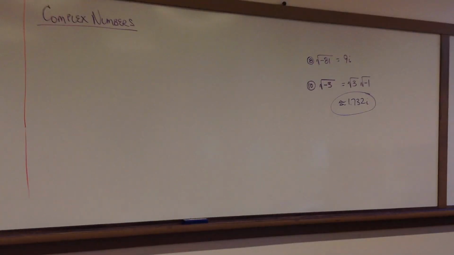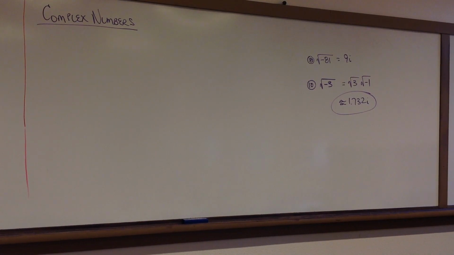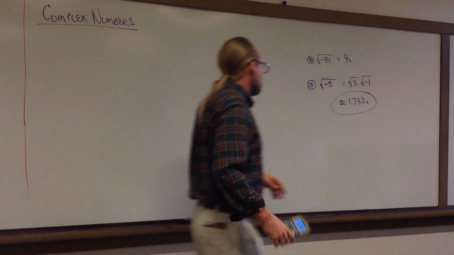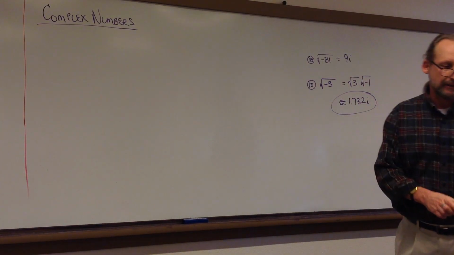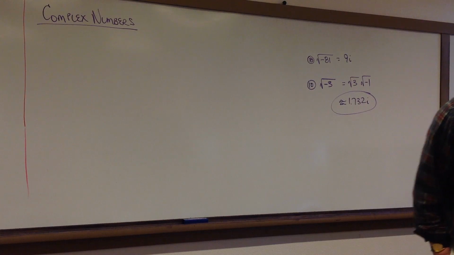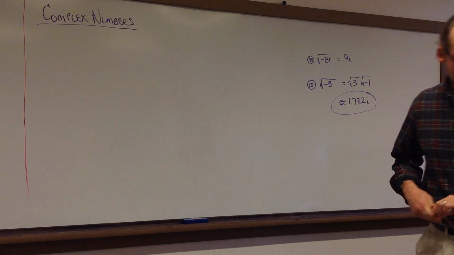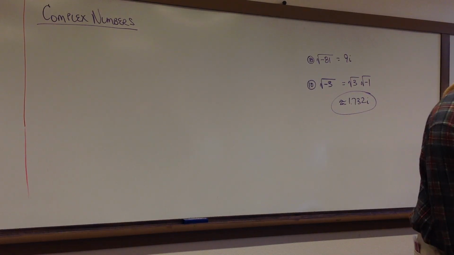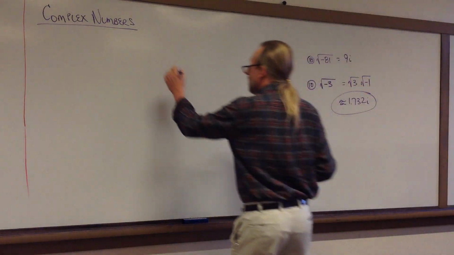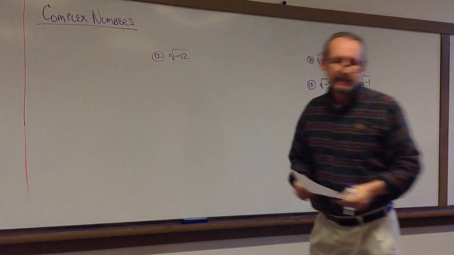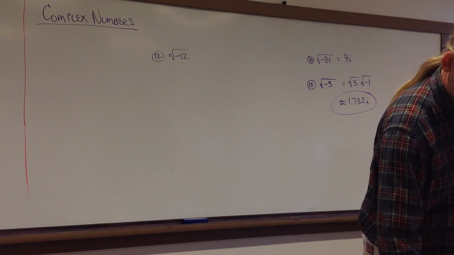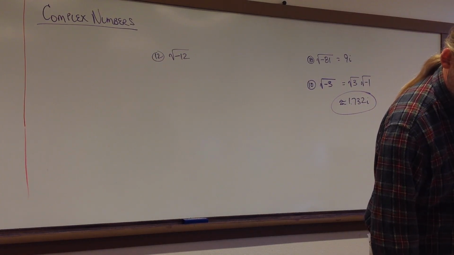So your calculator might have difficulty trying to square root negative numbers. If it does, see if you can get around it. If you can't, just square root the positive number and put an i on the end of it. Okay, let's see here. Problem 12, we're looking for the square root of negative 12. So that's not a perfect square, so let's get a good approximation for that.